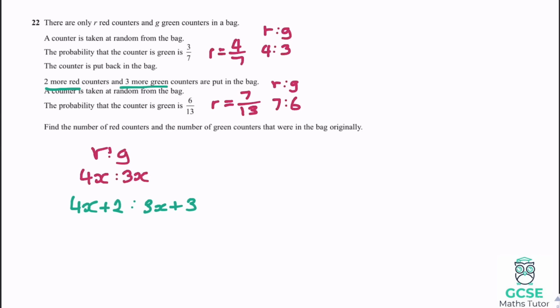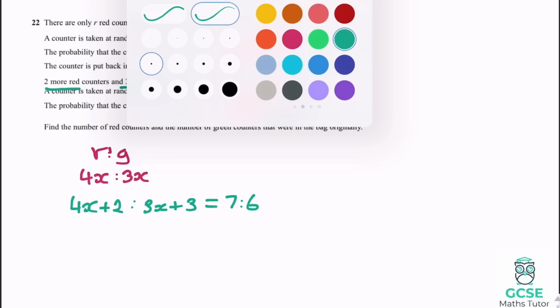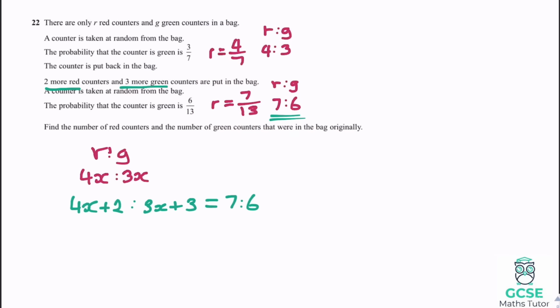And now that is equal to the ratio 7 to 6. That's the ratio that we've got just up here, after these counters were added back in the bag. And when we've got equivalent ratios like this, we can turn these into fractions. So we can do the first part of the ratio over the second part of the ratio is equal to 7/6. So if I write that as a fraction, we get 4x plus 2 over 3x plus 3 is equal to 7 over 6.